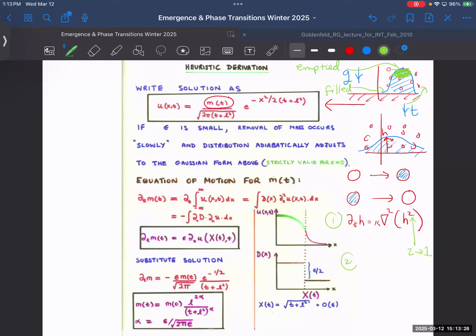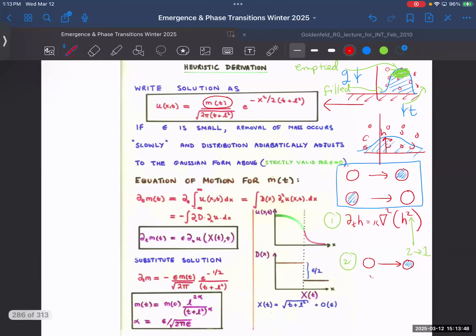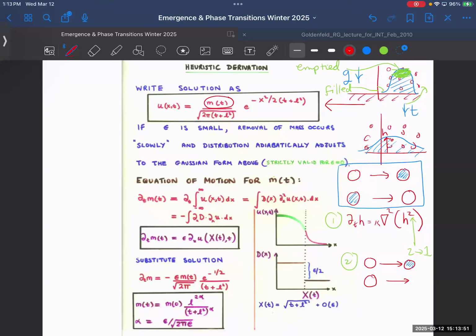The other thing is to notice that these processes here, this is not actually what physically happens. What physically happens is this. If I start off with an empty pore and it fills, it goes like that. If I start off with a filled pore and it empties, what happens is I get a thin wetting layer around the outside of the pore. So it doesn't actually empty all the way. I've got a thin wetting layer.